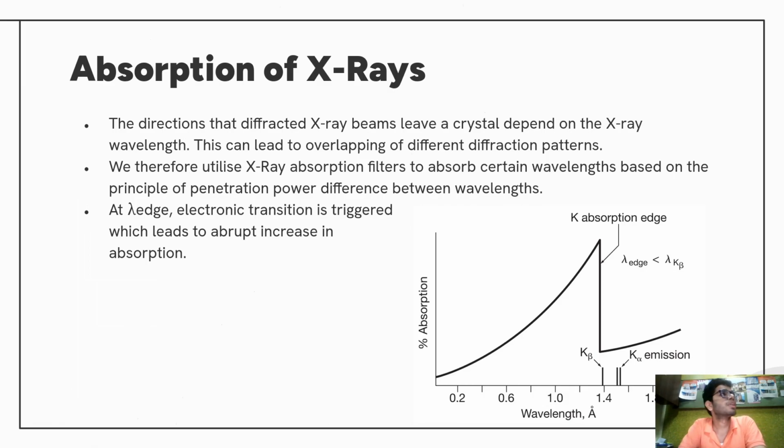Absorption of X-rays. So, first of all, why do we need to absorb X-rays? It is because for different wavelengths, the diffraction pattern which we can obtain from X-ray crystallography could be different. So what happens is, suppose we use K alpha and K beta emissions, both of them at the same time, the diffraction pattern from both of them would be different, and hence they would overlap, which would affect our study of the crystal. So it becomes essential to pick one wavelength and eliminate all the other X-rays. So for that we use X-ray filters, absorption filters.